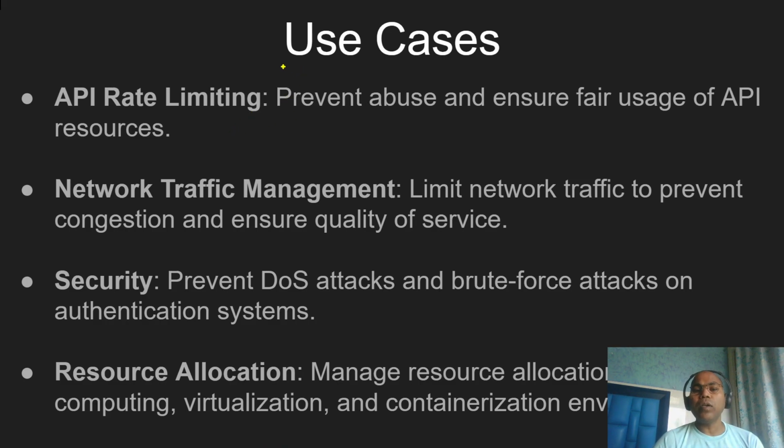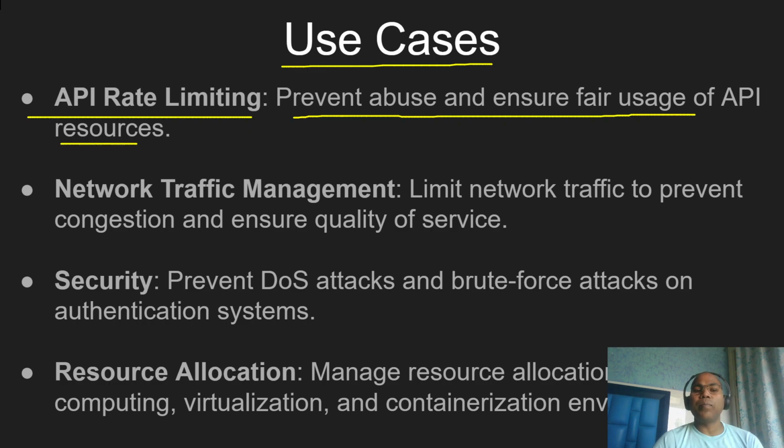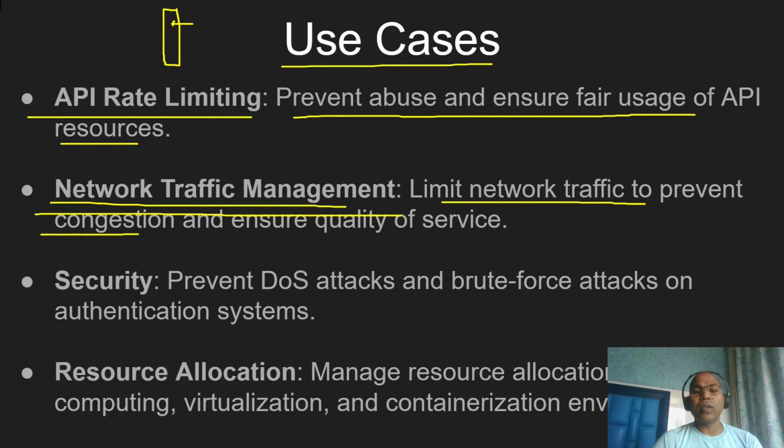So let's talk about the use cases where rate limiting is very much required. API rate limiting prevents abuse and ensures fair usage of our API. Whatever APIs we have exposed, we have to ensure they have fair usage. Similarly, network traffic management: limit the network traffic to prevent congestion and ensure the quality of service.